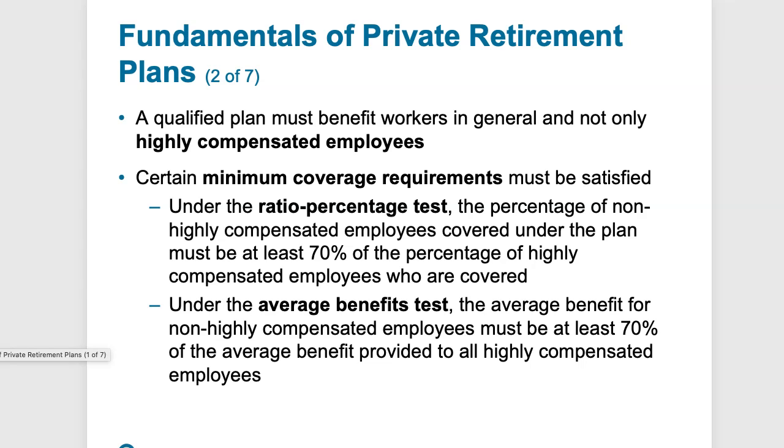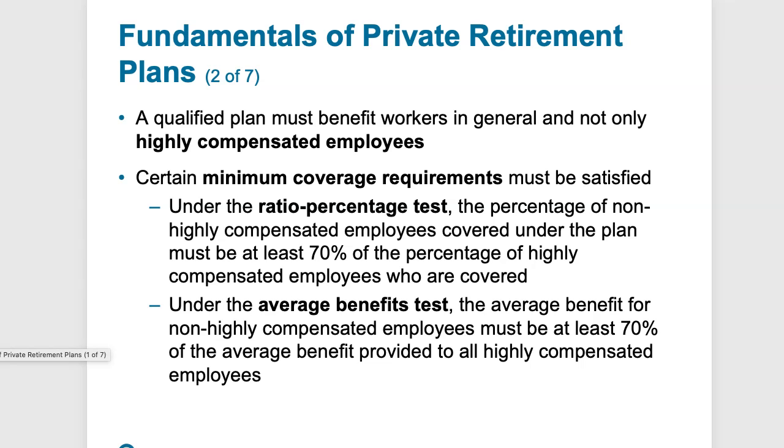Qualified plans must benefit the workers. So when a company puts together a retirement plan for their employees, it should be there to benefit all the workers, not just the highly compensated. And this was a worry that some retirement plans were going to be designed to really benefit the higher waged employees. So they've come up with a minimum coverage requirement that is sort of a ratio.